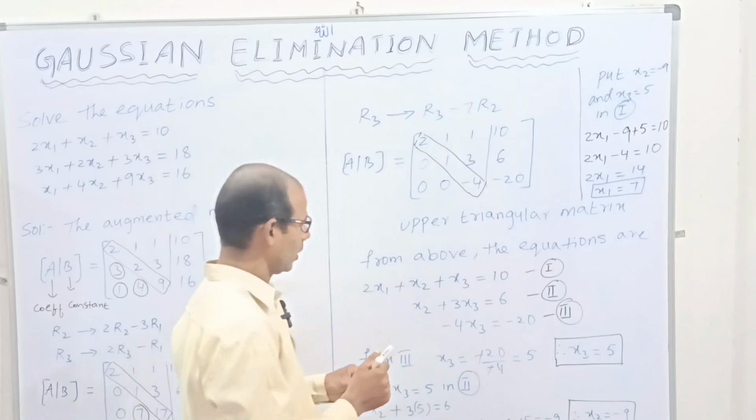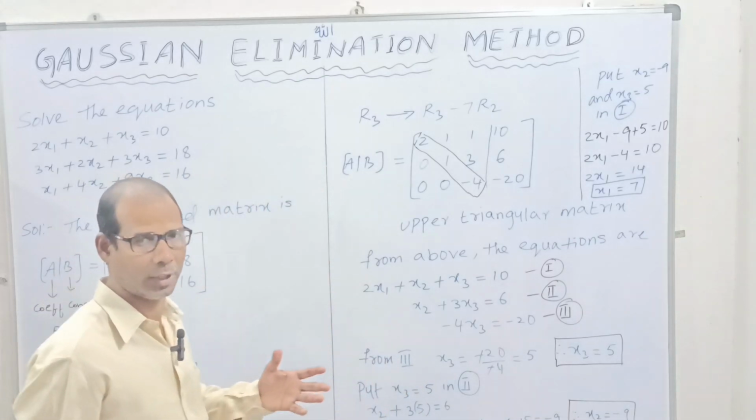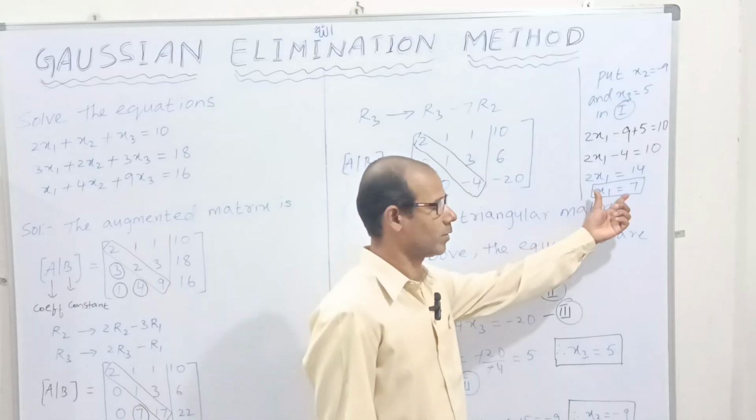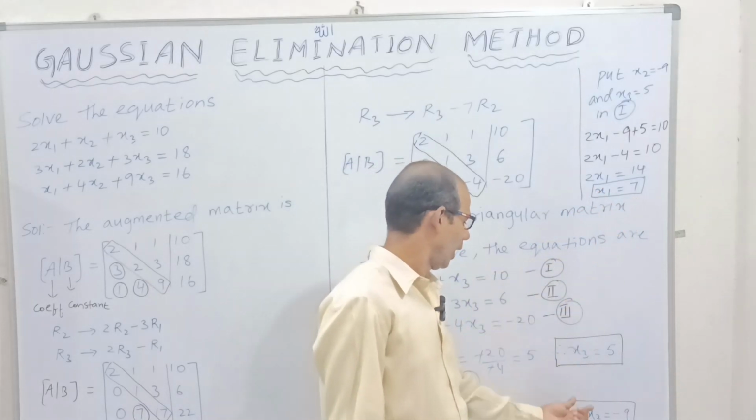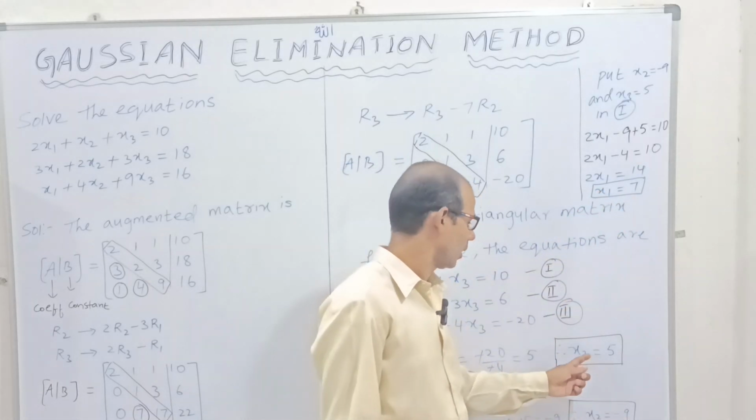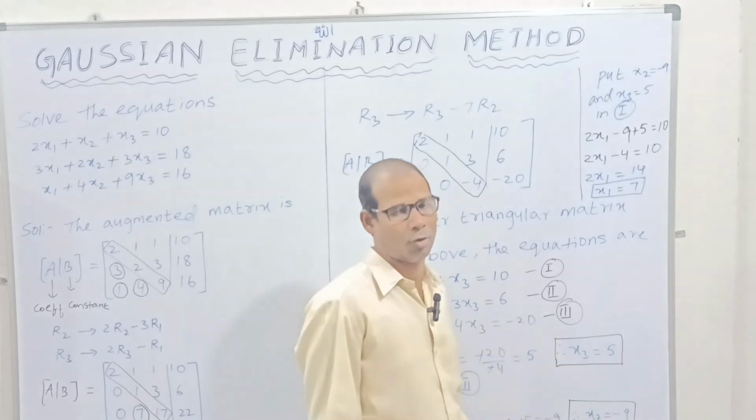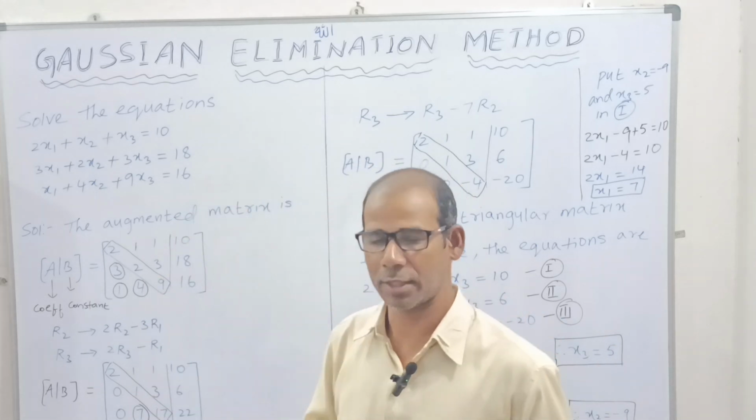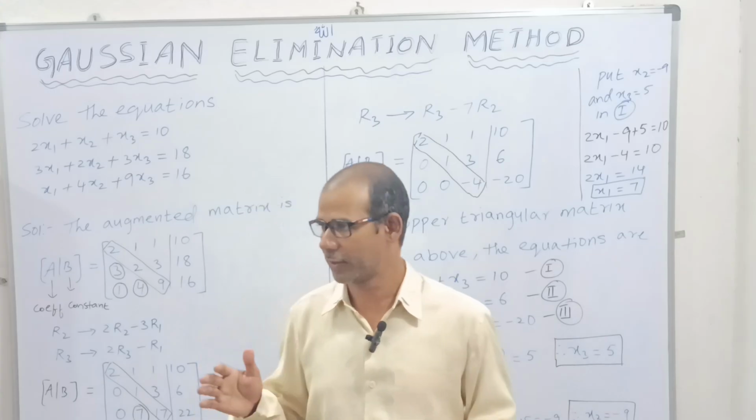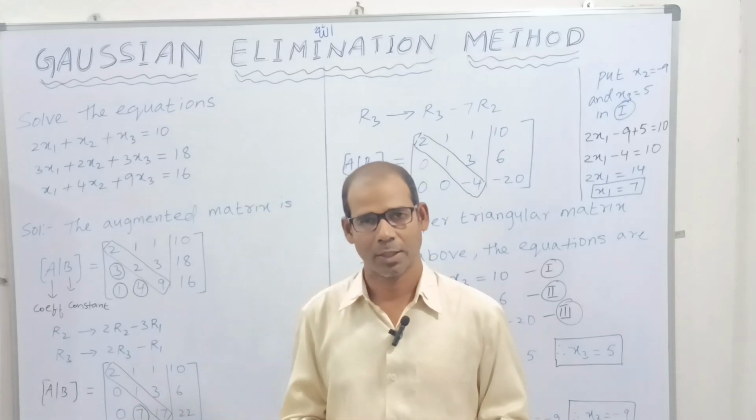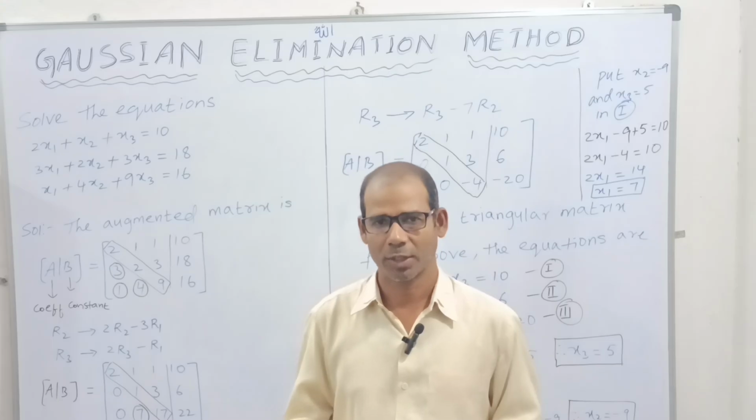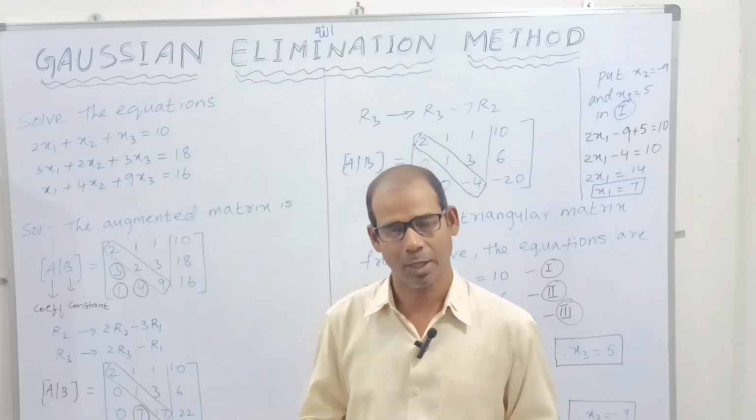Therefore, the solution of the given system of equations is x1 equals 7, x2 equals minus 9, and x3 equals 5. If you want to verify, you can substitute in the equations and verify the solution. This is the method of finding the solution of the system of equations by using the Gaussian elimination method.